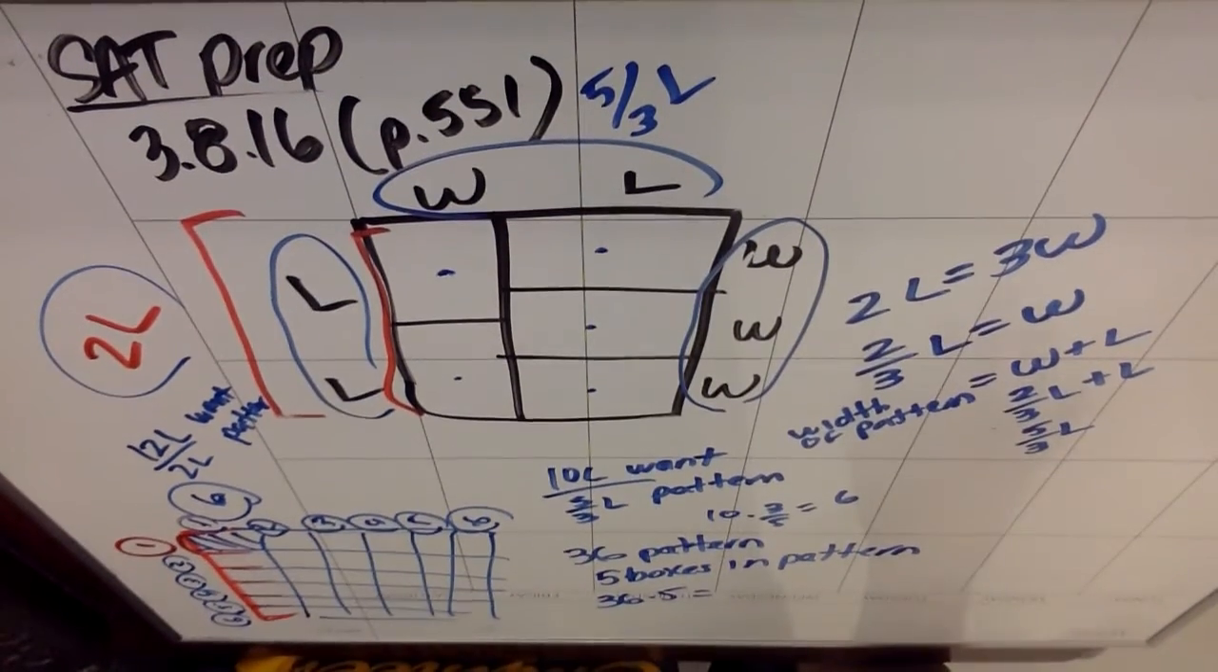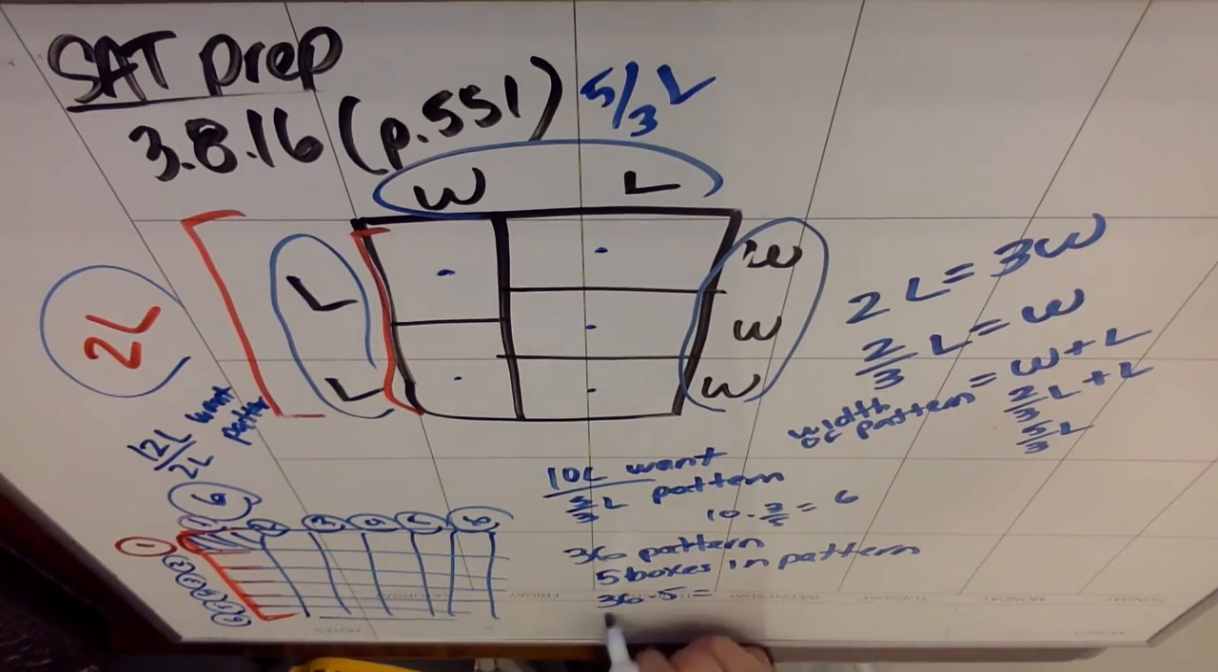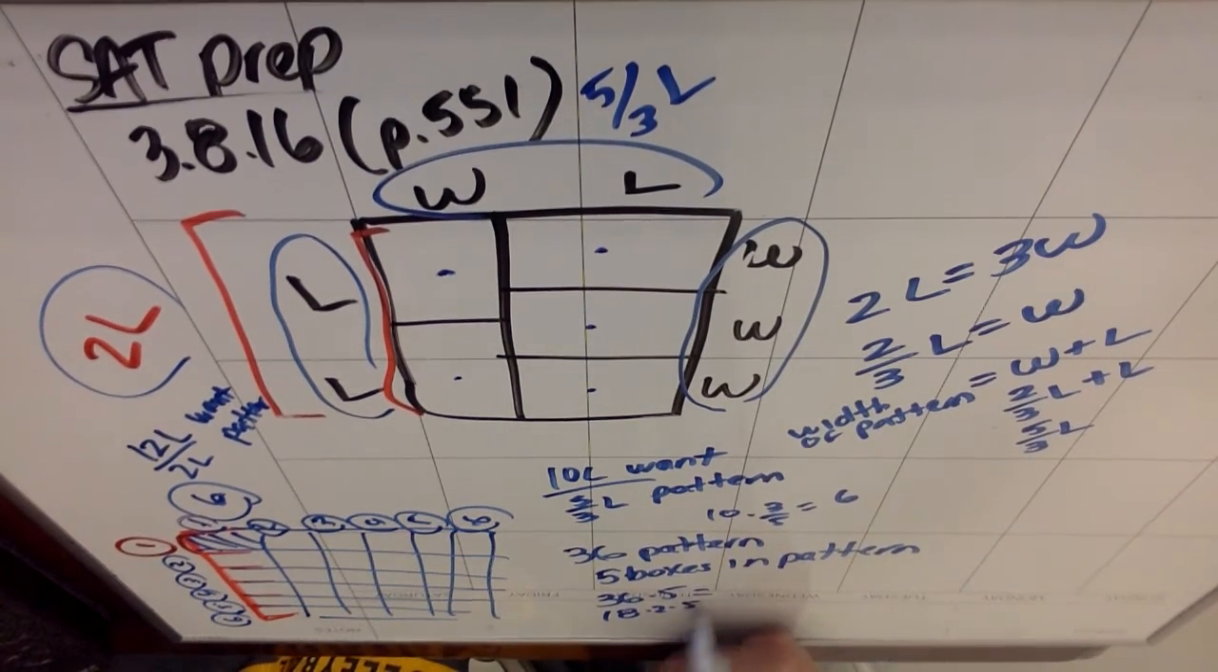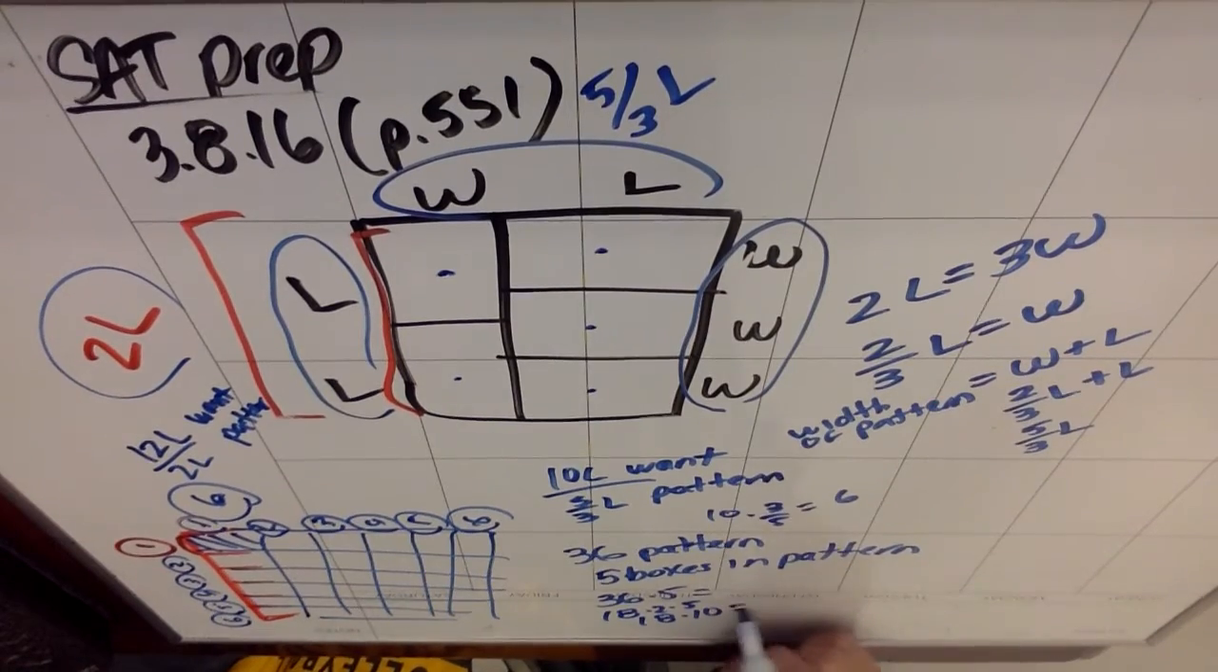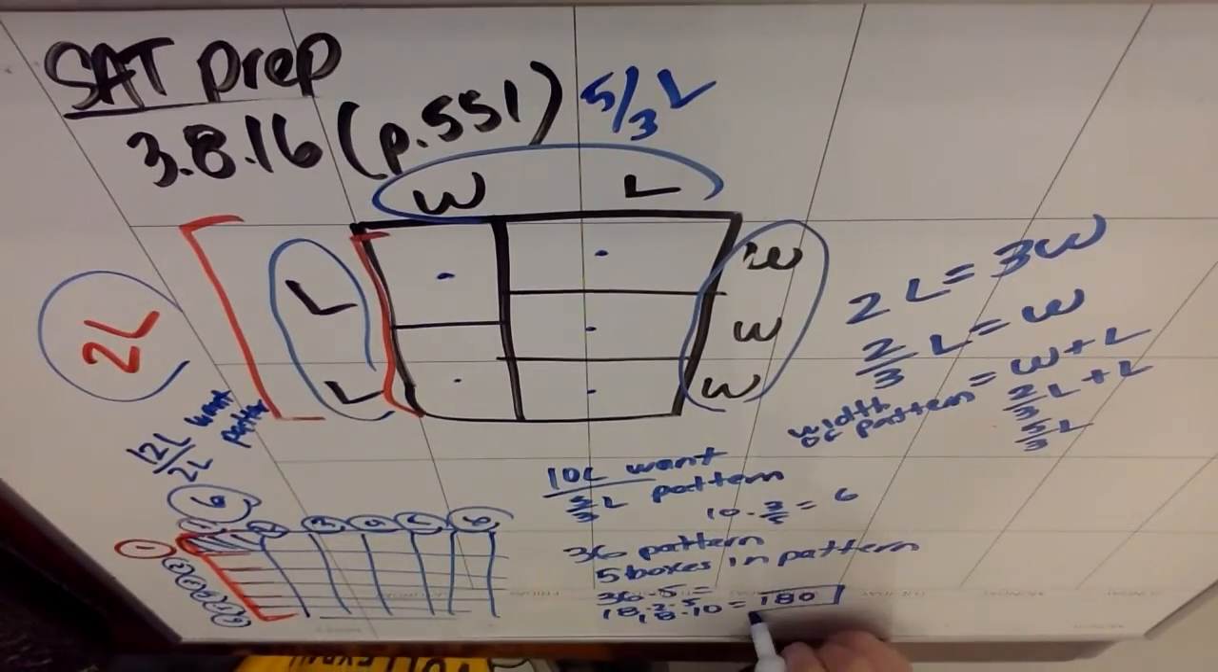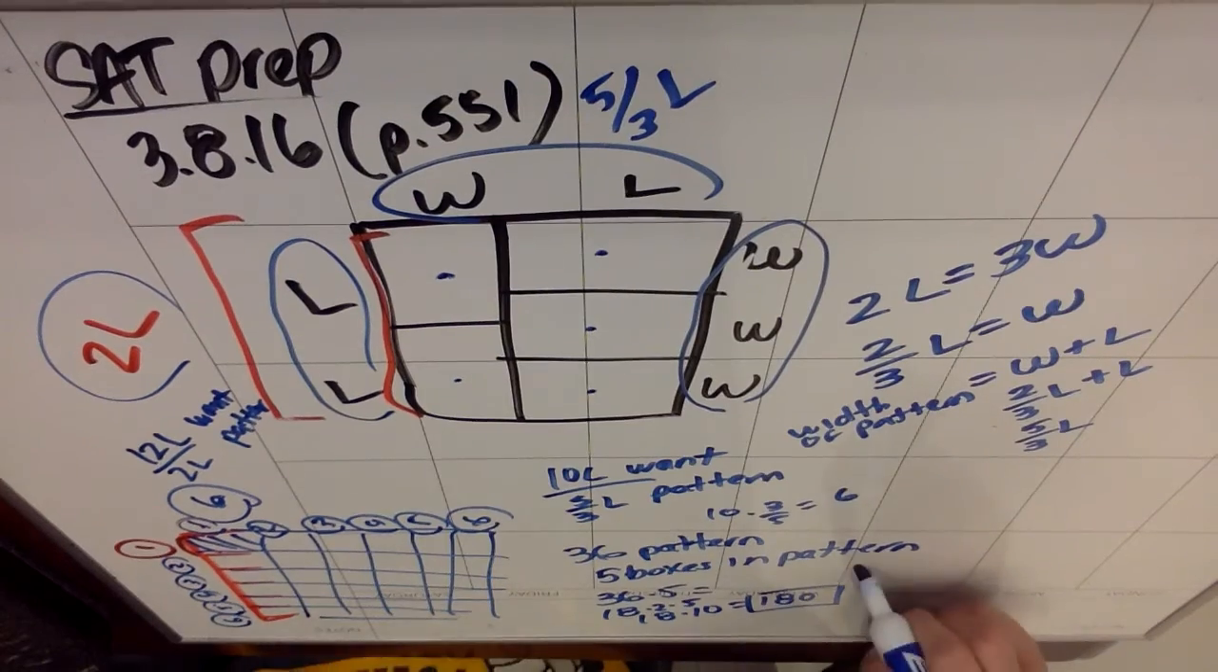Now you can do 36 times 5, and it's an SAT, so you have a calculator. But just as an interesting side note, it's way easier to treat this as 18 times 2 times 5, because that's 18 times 10, which all of us can comfortably do in our head. I need 180 of these tiles, which is answer E.